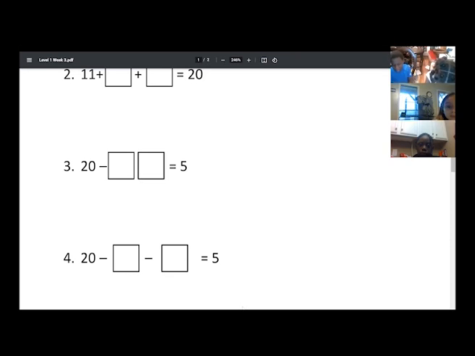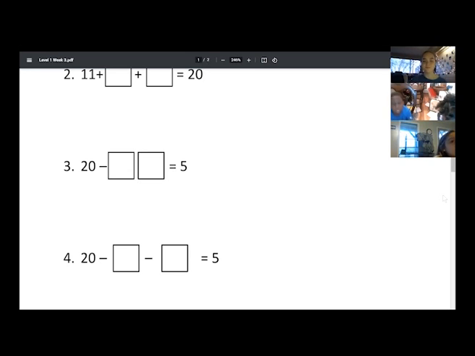London, did you want to give us an answer for number 3? Yes, ma'am. 20 minus 15 equals 5. Great job. Can you tell me how you went about getting that? Because 15 minus 20 equals 5? Or does 20 minus 5 equal 15? 20 minus 5 equals 15. Great job. That's a really good way to think about the problem.